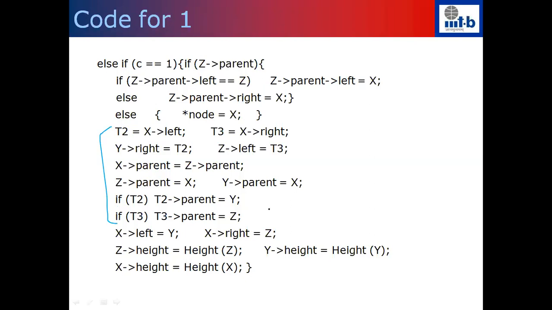And after that, I update the heights of x, y, z. So here x happens to be the root. So I should update the height of x after I update the height of z and y. And you also notice that the root of the subtree is x. So this will get attached to the parent of z.